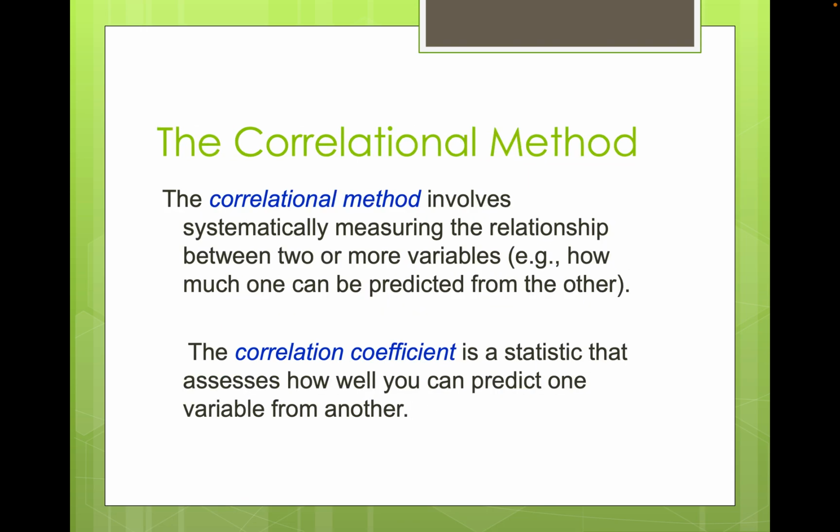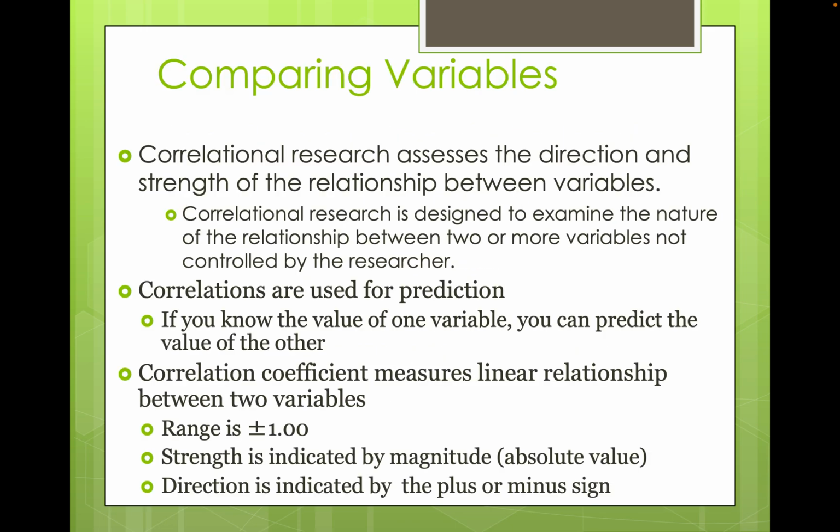The correlational method involves systematically measuring the relationship between two or more variables, for example, how much one can be predicted from the other. The correlation coefficient is a statistic that assesses how well you can predict one variable from another. Correlational research assesses the direction and strength of the relationship between variables. Correlational research is designed to examine the nature of the relationship between two or more variables not controlled by the researcher. Correlations are used for prediction. If you know the value of one variable, you can predict the value of the other.